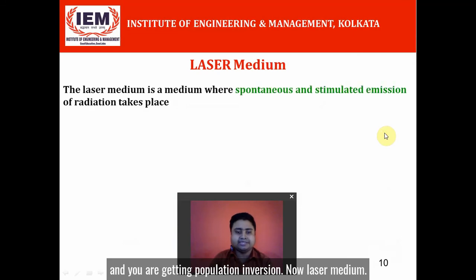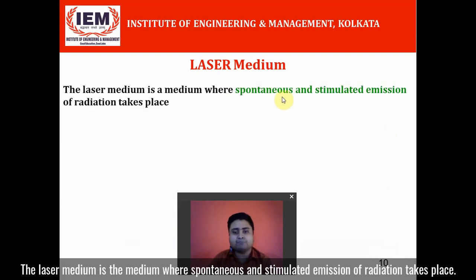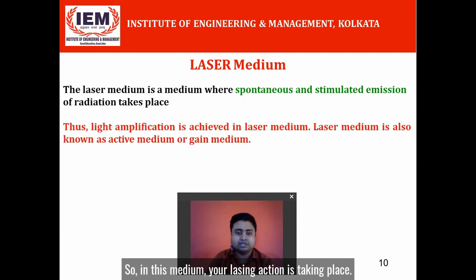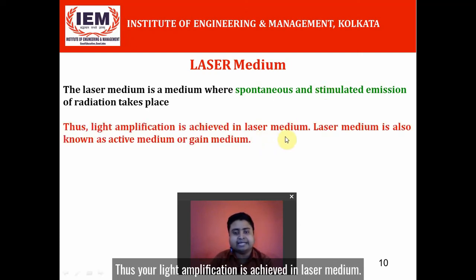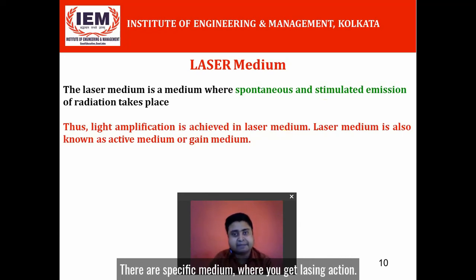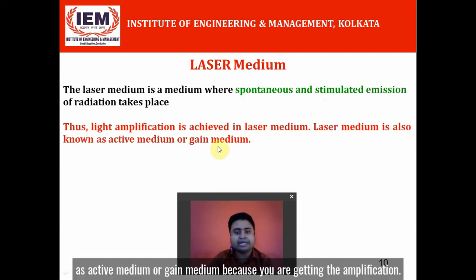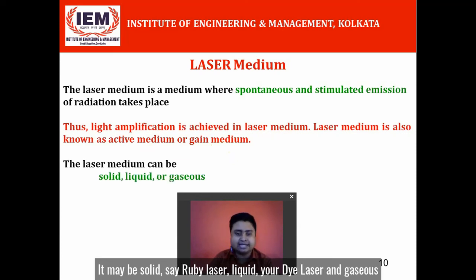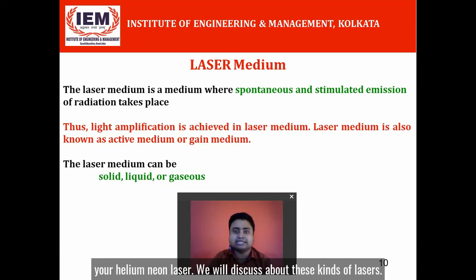Now the laser medium. The laser medium is a medium where spontaneous and stimulated emission of radiation takes place. So in this medium your lasing action takes place. Thus light amplification is achieved in the laser medium. In every medium you cannot get laser action. There is a specific medium where you get lasing action. The laser medium is also known as active medium or gain medium because you are getting the amplification. The laser medium can be of various types. It may be solid, say a ruby laser, liquid, like dye lasers, or gaseous, say the helium neon laser. We will discuss these kinds of lasers.